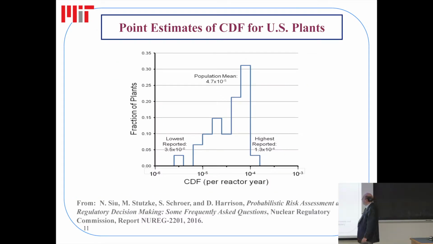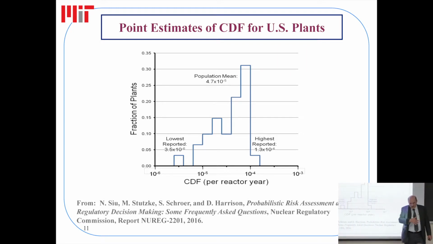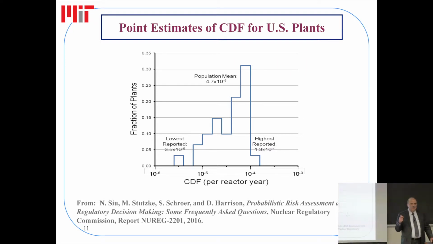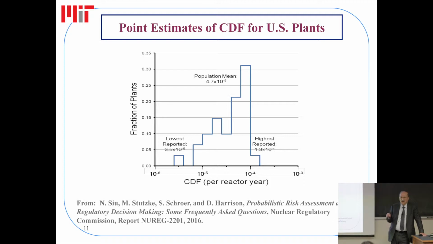So here's a plot of the best estimate of core damage frequency across the fleet, and we have here the fraction of plants that have this particular core damage frequency. You see it goes from a little bit over 10 to the minus 4 per year all the way down to 4 or 5 times 10 to the minus 6. And all of these plants were licensed in the same regulatory system. So the question is why? Why do I have this variability? And as I say, plant specific.